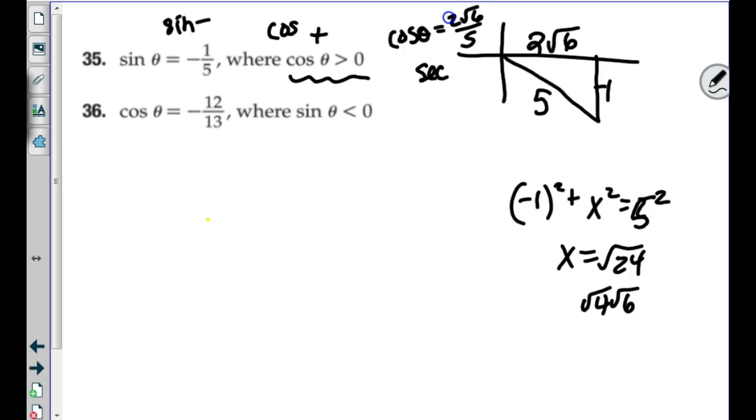So secant would be a disgusting 5 over 2 root 6 multiplied by root 6. You'd get 5 roots of 6 over 12.